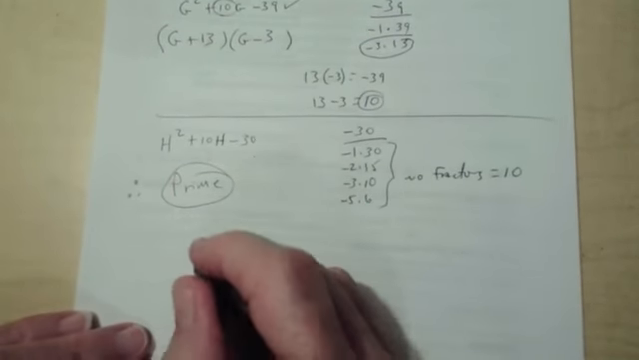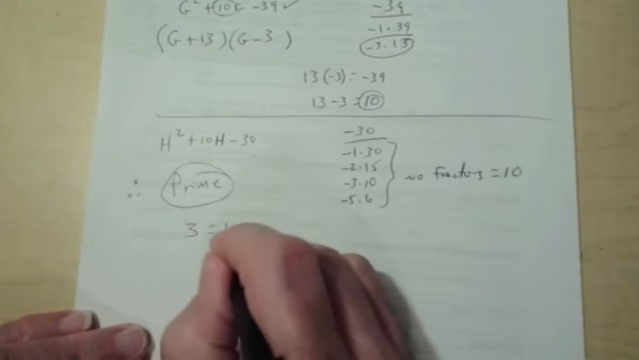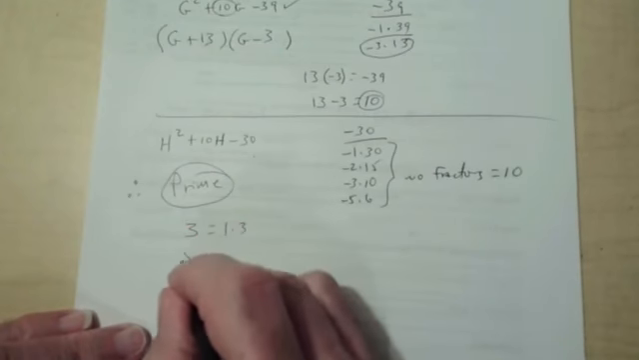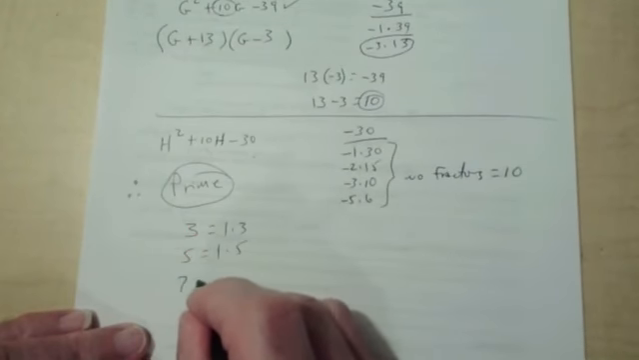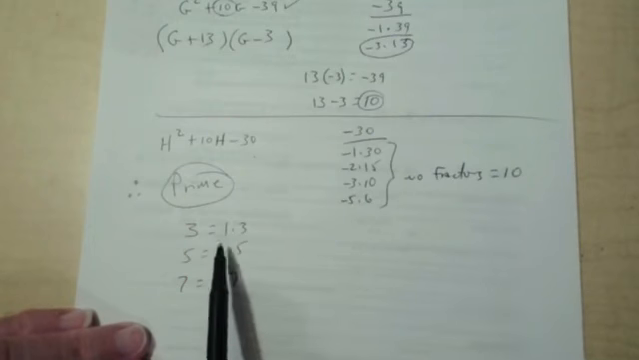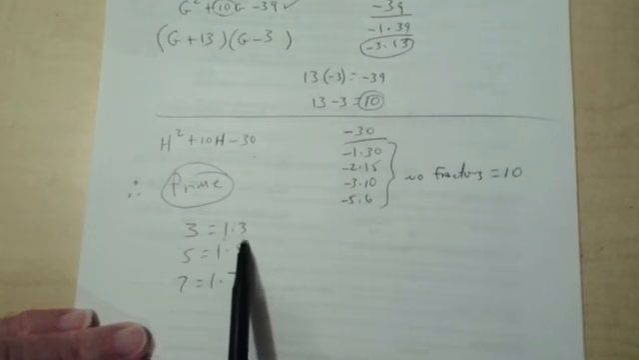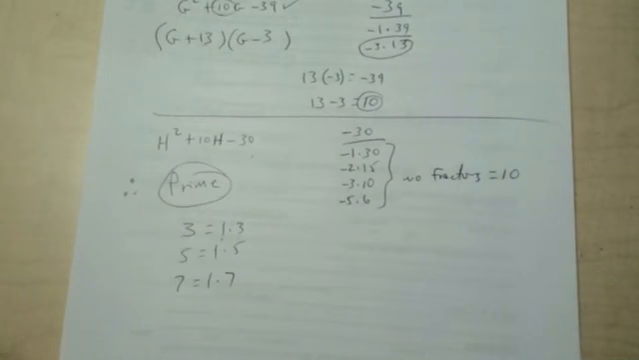If you'll recall the number 3, what are the factors of 3? 1 times 3 only. 5, 1 times 5 only. 7, 1 times 7 only. 11, 19. Remember, prime means you can't break it down into anything other than 1 and the number itself. So this one's prime because you can't factor it. Okay?